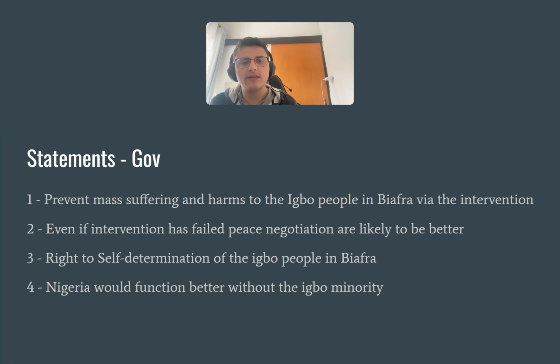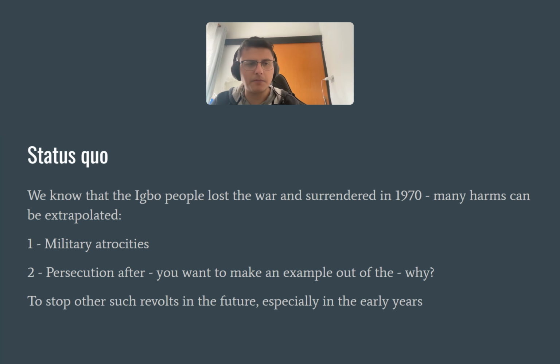And then fourthly, finally, that Nigeria and Biafra would function better without having the Igbo minority or the Igbo community within them. So having the two countries actually separated would mean that they're likely to function a lot better between themselves. Cool, so let's analyze each of these arguments and explain how we could win with them.